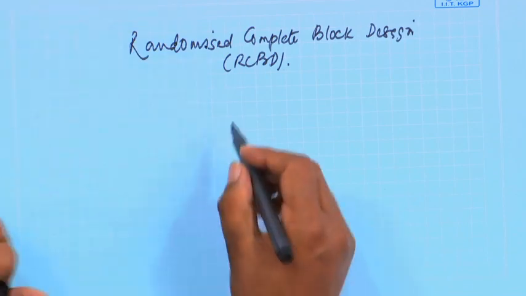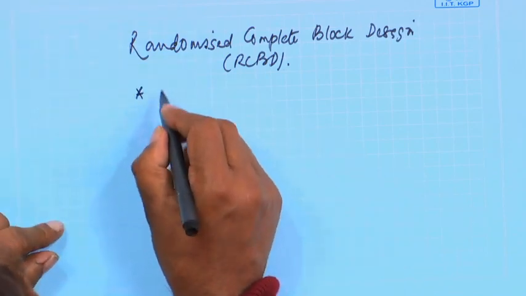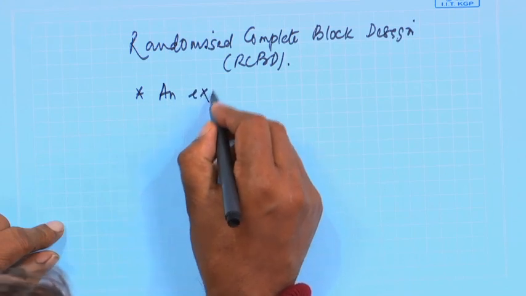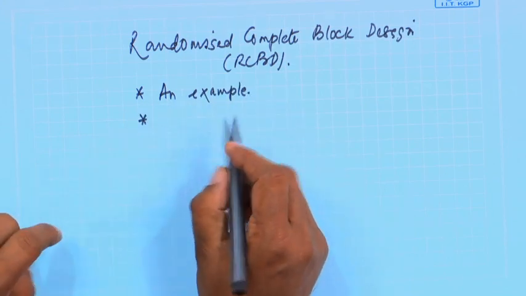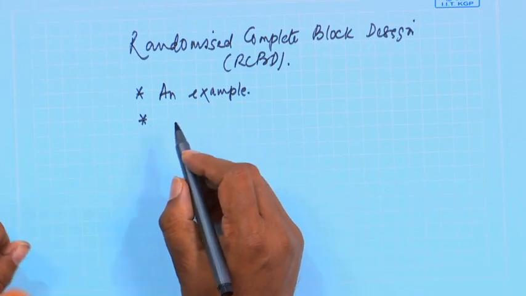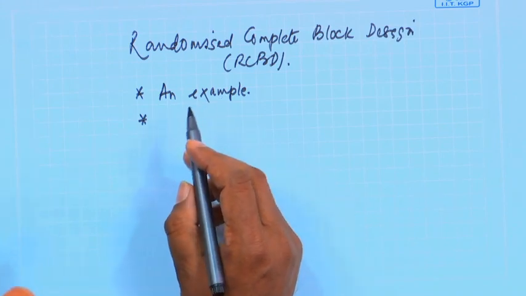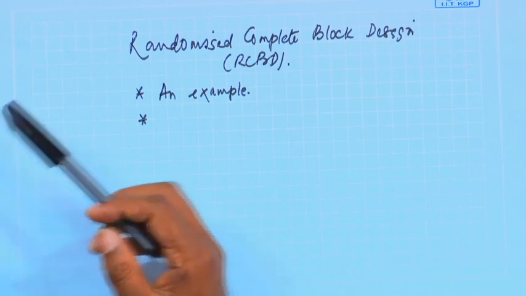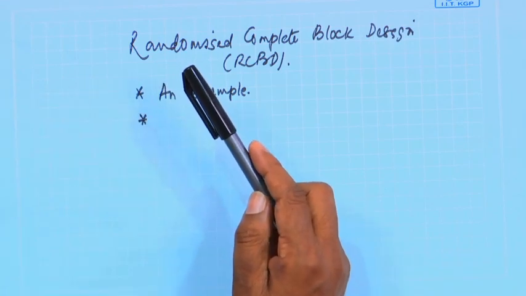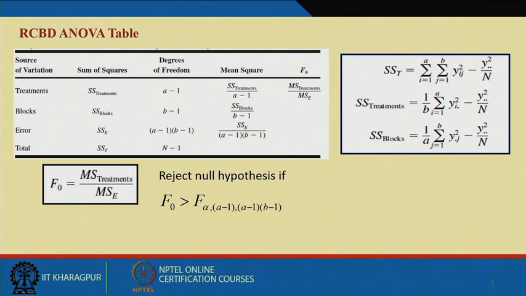So, in this lecture I will first show you one example and then how the parameters are estimated, including SST, SSE, SS treatment and SS blocks. In the last lecture you have seen the ANOVA table for RCBD.